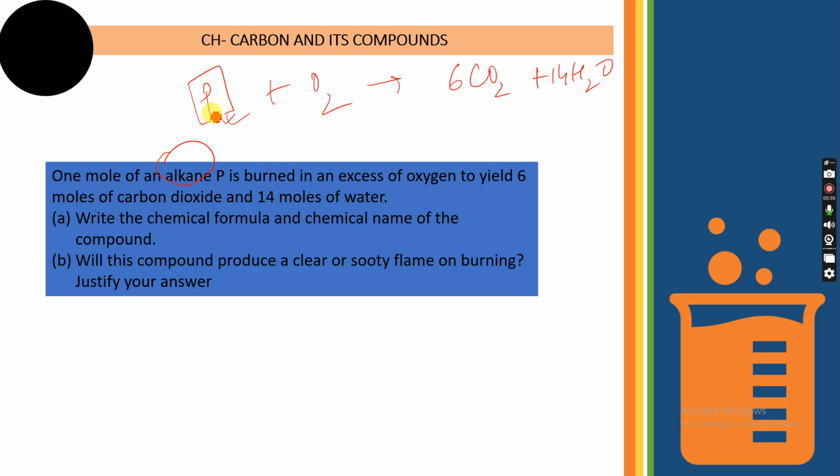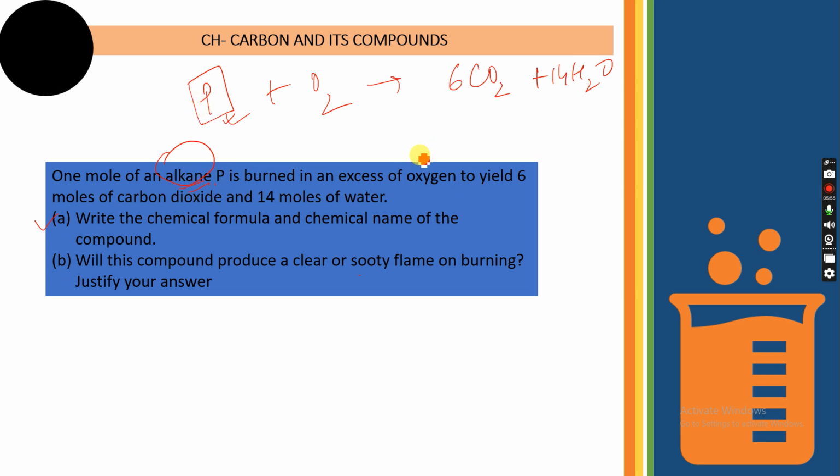Okay, so what is this P? How will you find out? And will this compound produce a clear or a sooty flame on burning? Justify your answer. Okay, so first let us do the first question. How to find out the chemical formula, that is how to find out what is P. We know that the keyword given here is alkane. P is an alkane, right?